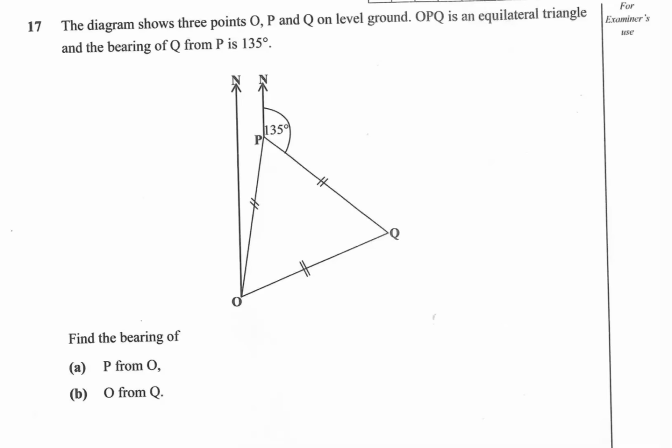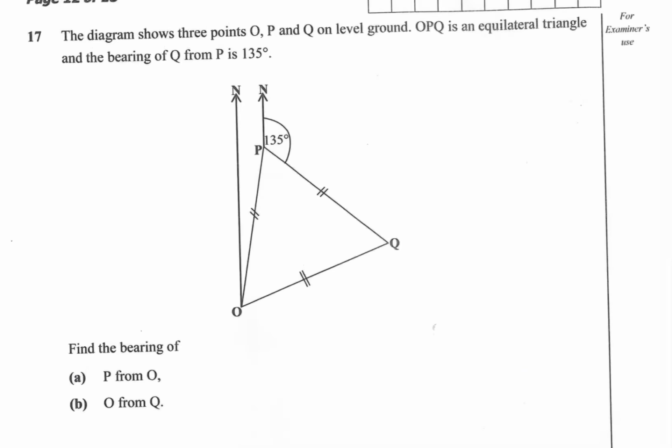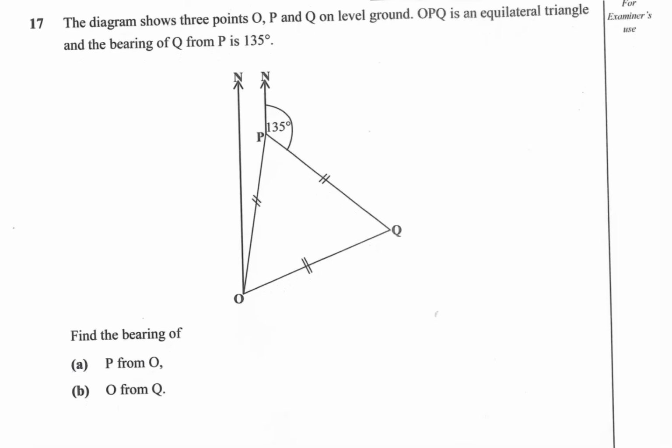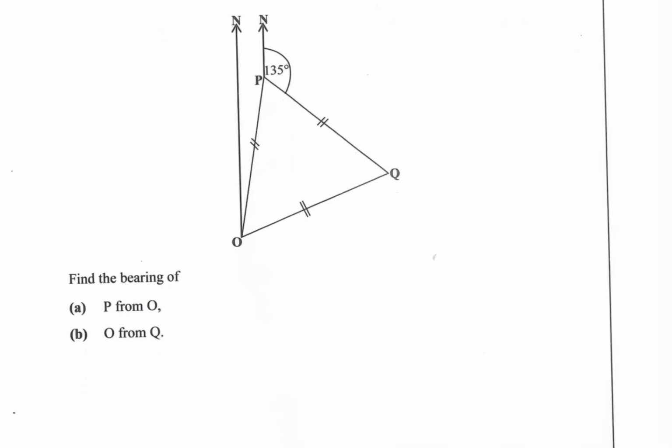The diagram shows the 3 points O, P and Q on the level ground. OPQ is an equilateral triangle, and the bearing of Q from P is 135. Find the bearing of P from O.